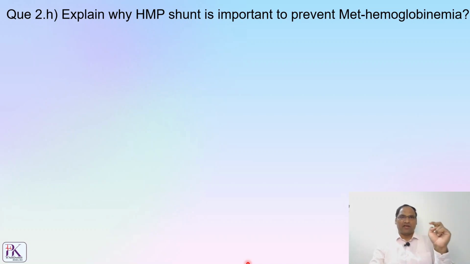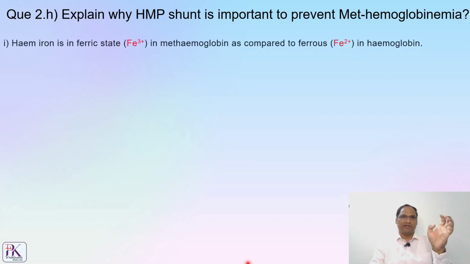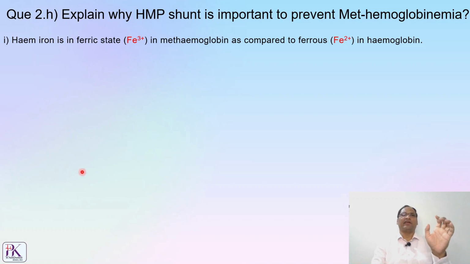Now we will see what is the role of the HMP shunt. So what is methemoglobin? Heme iron is present in the ferric state, as compared to the normal ferrous form of heme iron in hemoglobin.